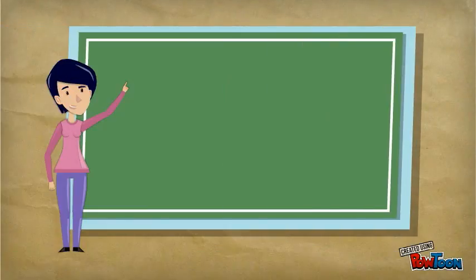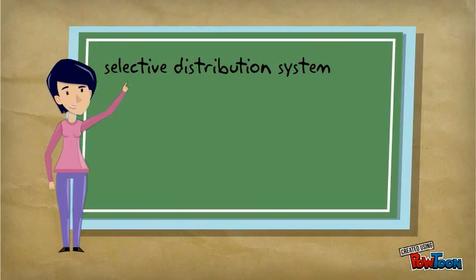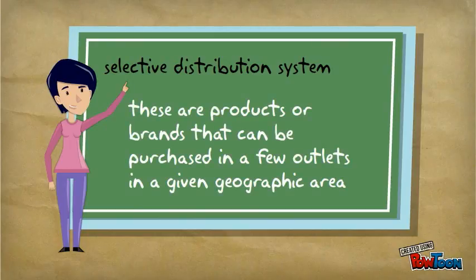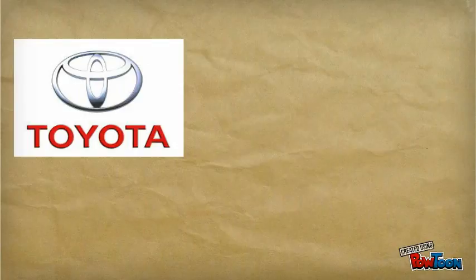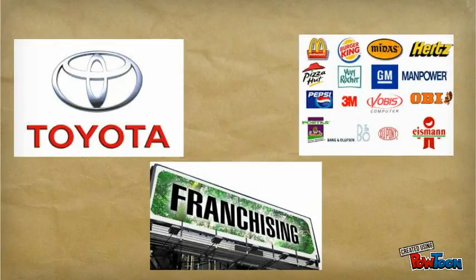The next channel is the selective distribution system. These are products or brands that can be purchased in a few outlets in a given geographic area. Here the manufacturer controls the number of outlets to make sure overdistribution does not occur. Examples here are car dealers such as Toyota, and other franchising businesses, to name a few.